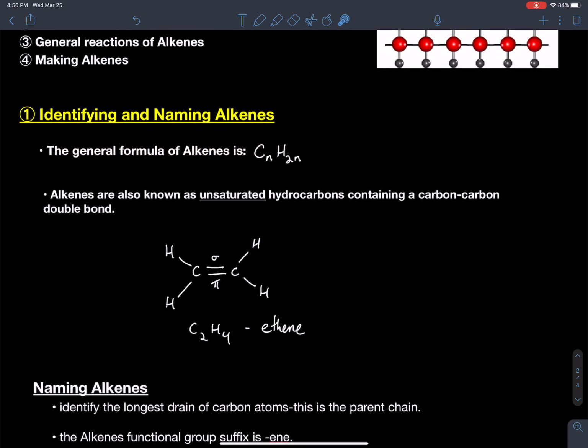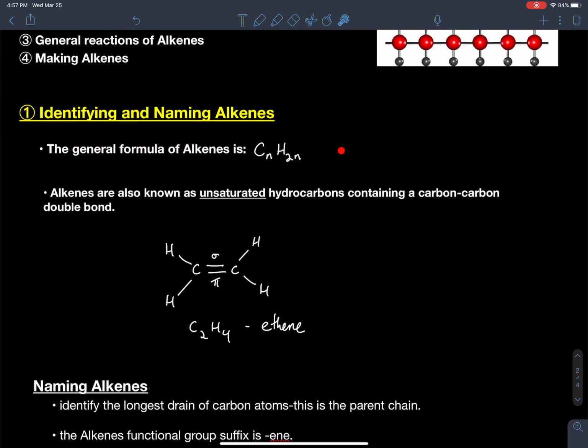All right, so the general formula of an alkene is CnH2n. Now that's different than an alkane, which was CnH2n+2. So we're missing that plus 2. That's gone. That's the difference. CnH2n is the general formula.